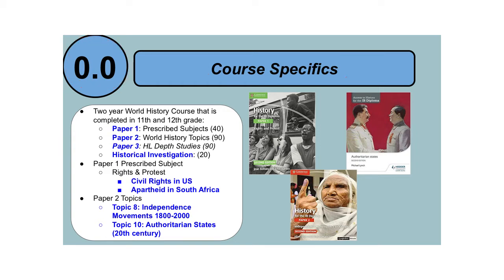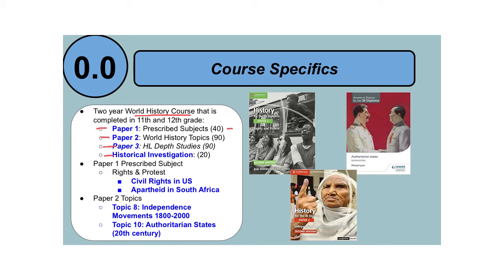So moving on to content for this slide. The IB History course is a 2-year world history course that is completed in both the 11th and 12th grades here at Y-High. The 4 main components of the IB History course are Paper 1, Paper 2, Paper 3, and the Historical Investigation. Now, Paper 1 are prescribed subjects which require us to spend 40 hours of instruction.